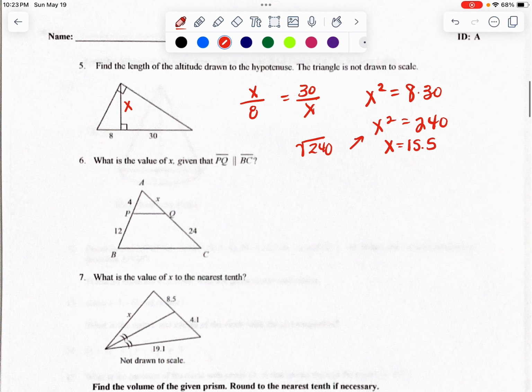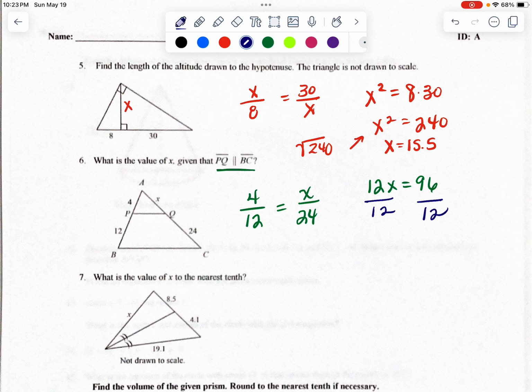Number 6. This is just a straightforward proportion. We know that whenever it says that the triangle is divided by a parallel segment, that it's proportional. So 4 over 12 is the same as x over 24. I know some of you guys could probably do this in your head without the proportion, but I'm going to work it out. I do get 12x, and that's going to be 96. Divide both sides by 12. And of course, the value of x is 8.